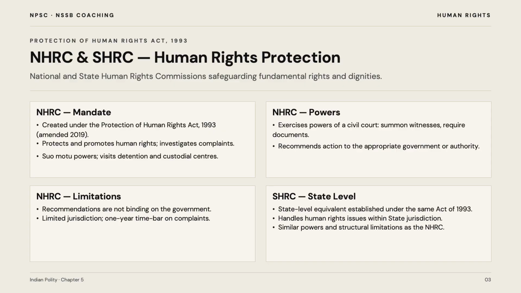Now the limitations: a 1 year time bar on complaints, limited jurisdiction, and recommendations are not binding on the government. The 1 year time bar means whatever complaints are made must be resolved within 1 year. And recommendations are not binding on the government, which can either listen or say yes or no. So it is just an advisory role in the HRC.